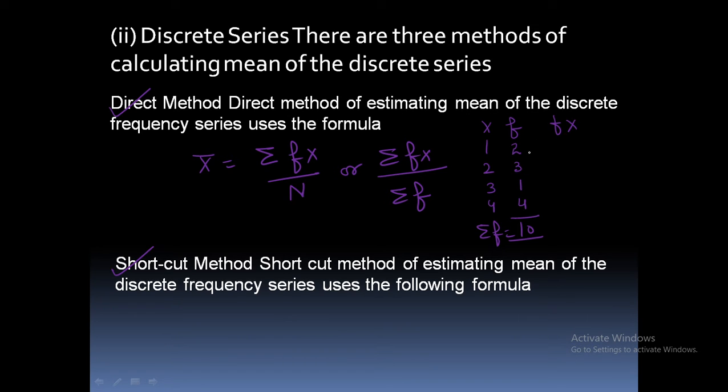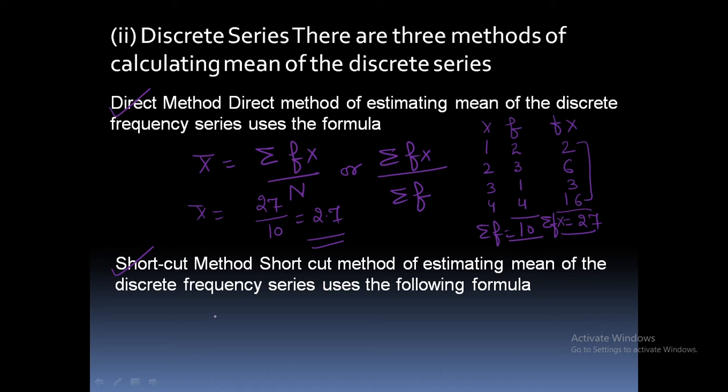Fx means f multiply x. 2 1s are 2, 2 3s are 6, 3 1s are 3, 4 4s are 16. Now you can see this is sigma fx after adding these values: 16 plus 3, 19, 19 plus 6, 25, plus 2, 27. Now you can implement this formula like this. Sigma fx is 27 and sigma f is 10 and we get 2.7 as the arithmetic mean by direct method in discrete series.